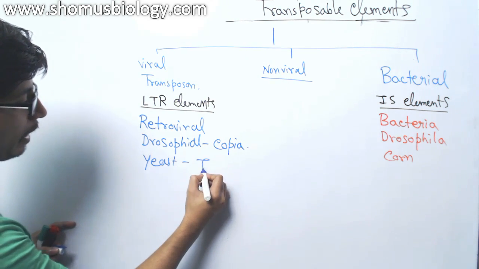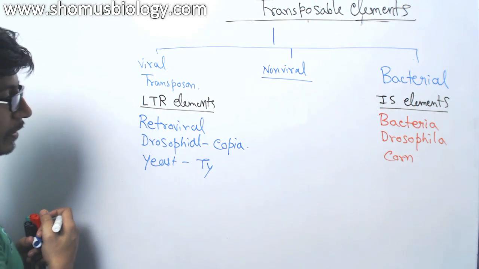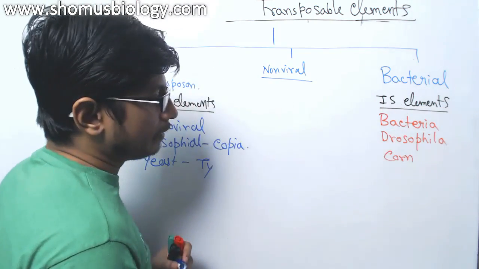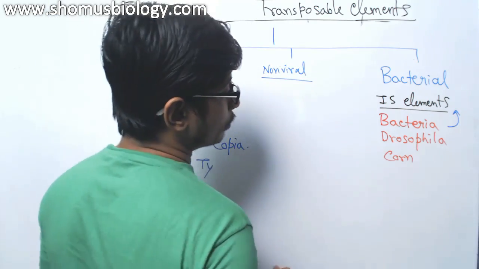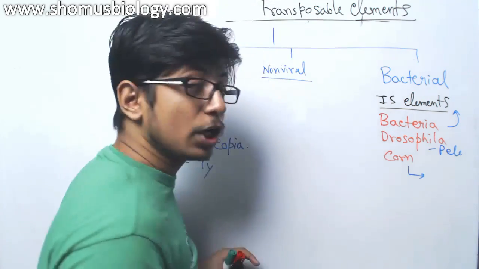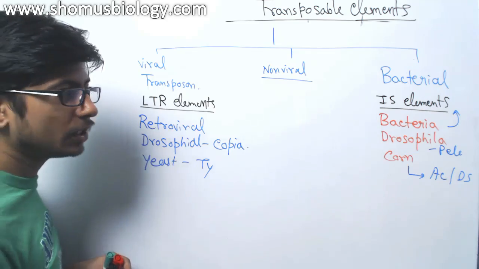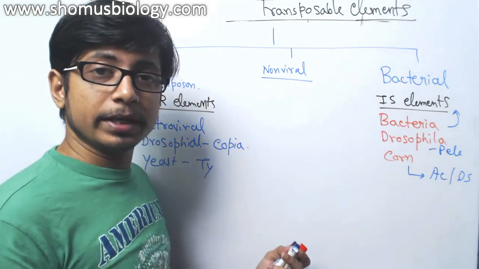In yeast, TY elements are known as this viral transposable element family. While if you look at the bacterial one, it's found in bacteria, it's only known as IS elements. It's also found in Drosophila, known as P elements, and it's found in maize, known as Ac/Ds elements. So the names of the elements are listed along with the name of the organism where we find them.